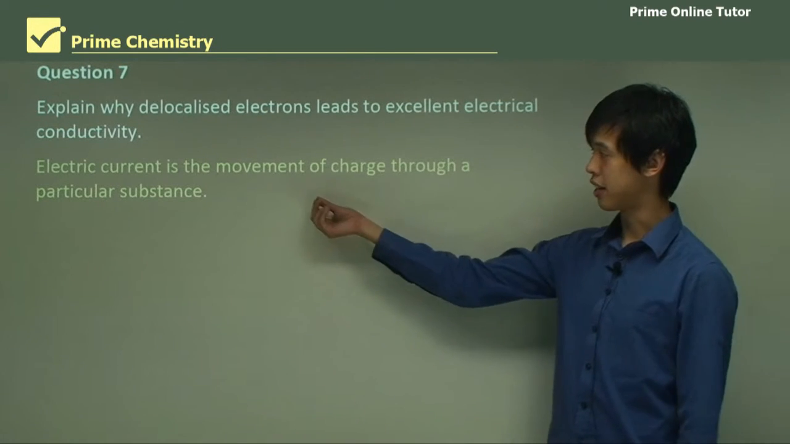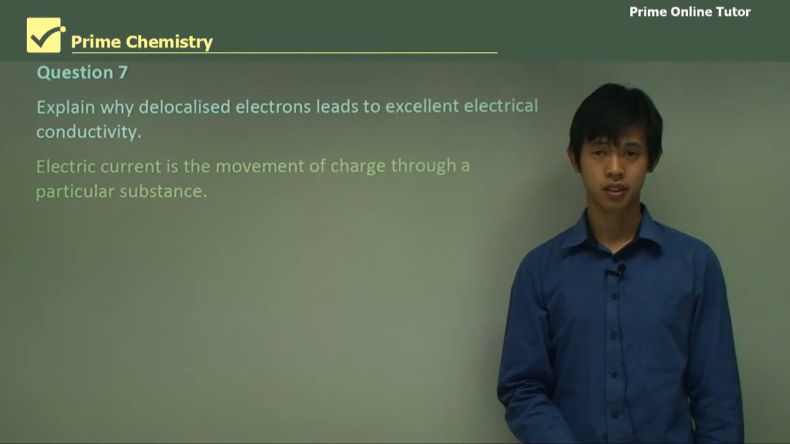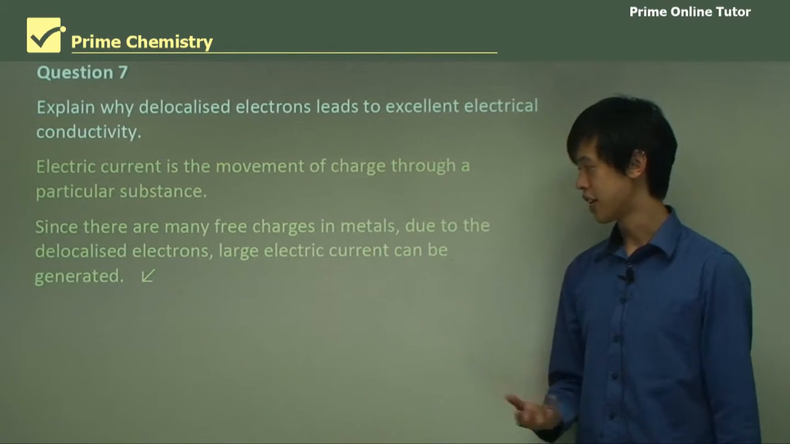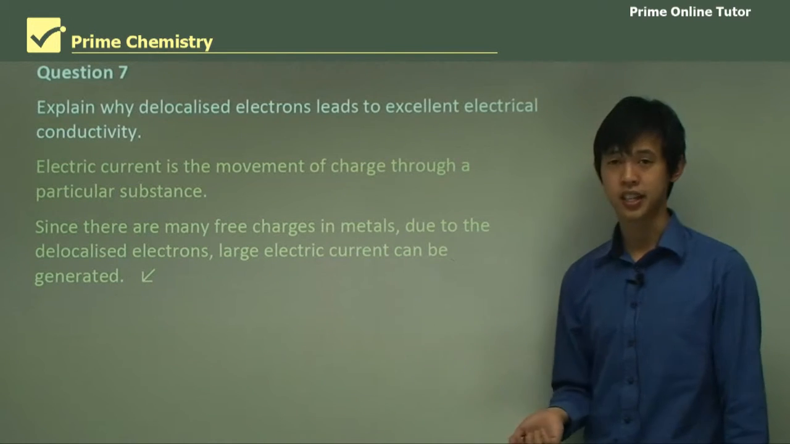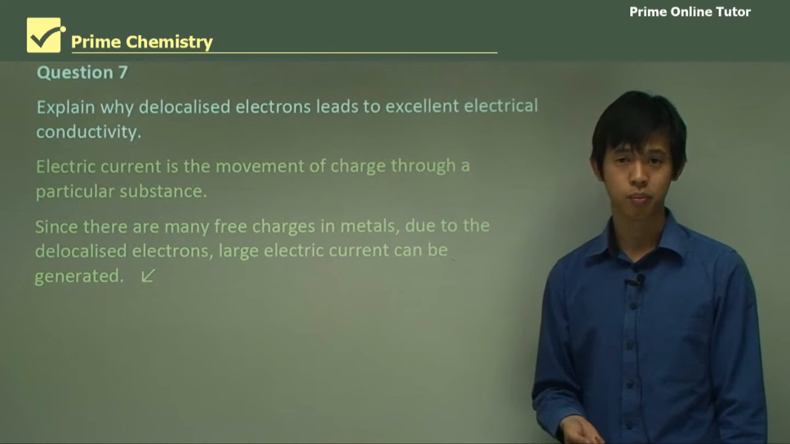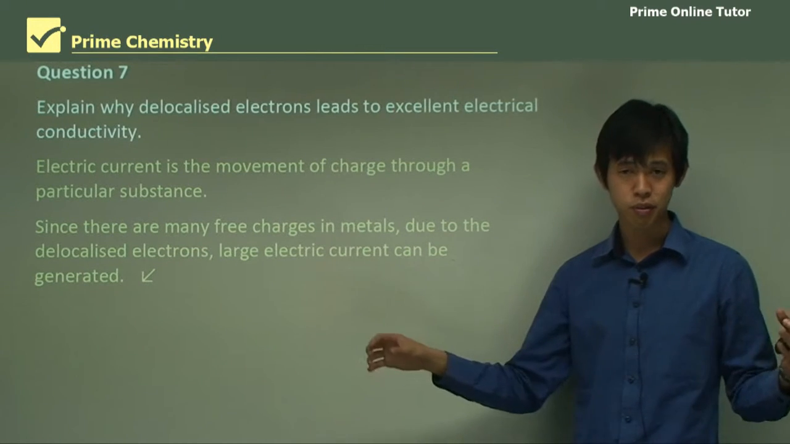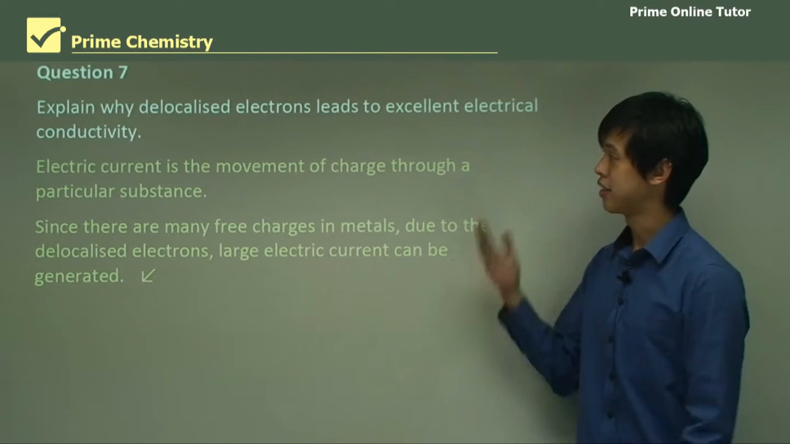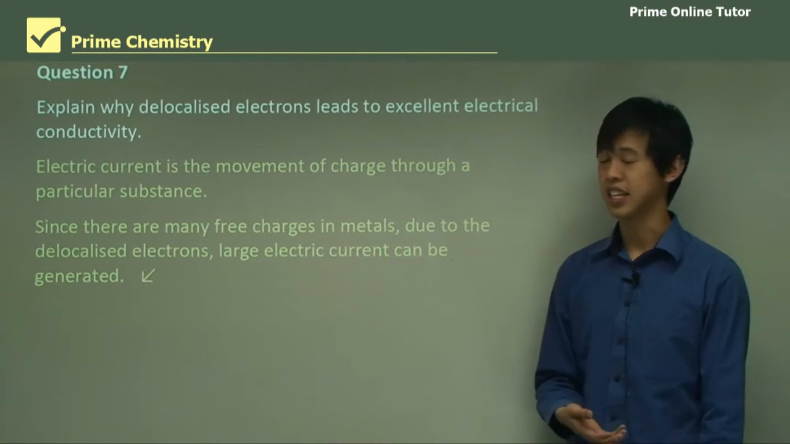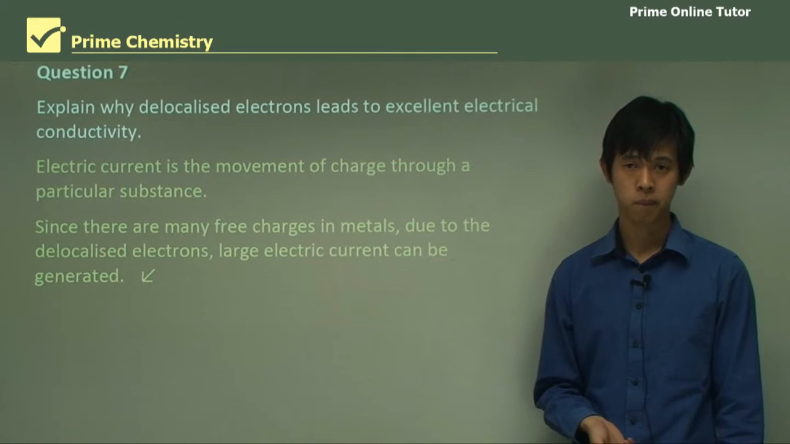So electrical current is the movement of charge through a substance. Okay, that's what electric current is. Since there are many free charges in metals due to the delocalized electrons, because there's lots of them, large electrical current can be generated because all of them are free to move, and so that's why delocalized electrons give metals excellent electrically conductive properties. Okay.